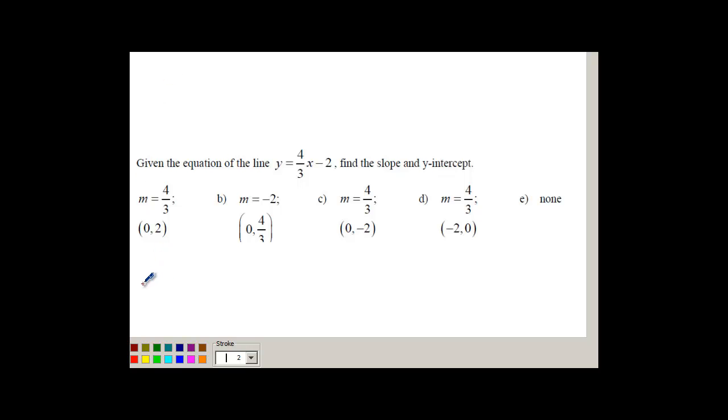Okay, next question here. We have given the equation of the line y is equal to 4/3 x minus 2. Find the slope and y-intercept. Okay, Victor, can you tell me how do you start this problem? What do you think?